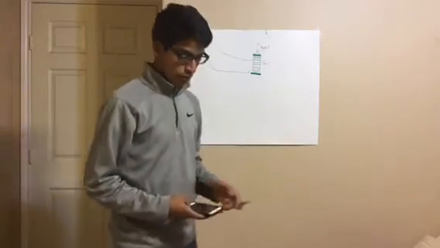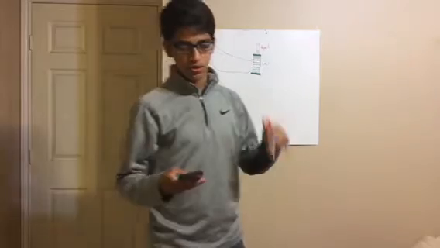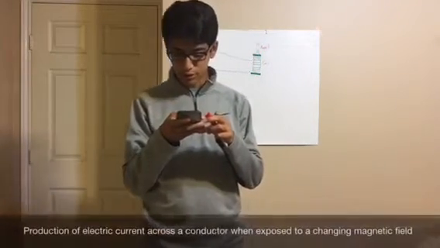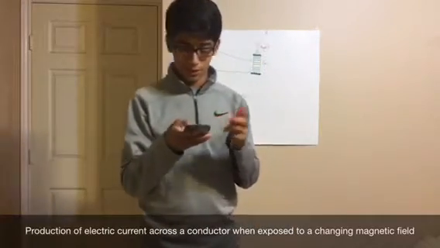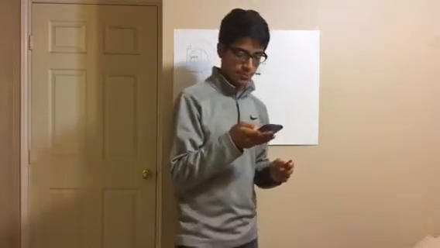Now, before I explain or show you this diagram, let me read you the textbook definition of electromagnetic induction. It is the production of electric current across a conductor when exposed to a changing magnetic field. That is known as electromagnetic induction.